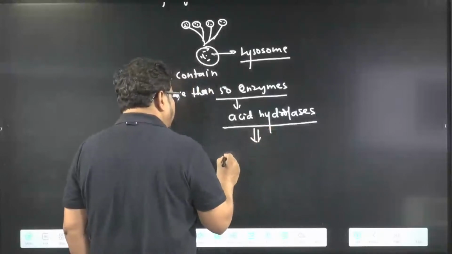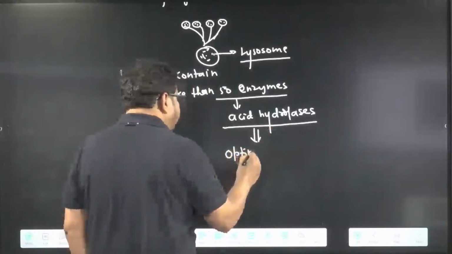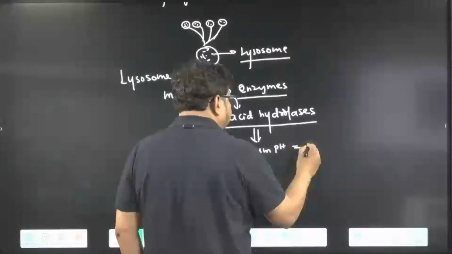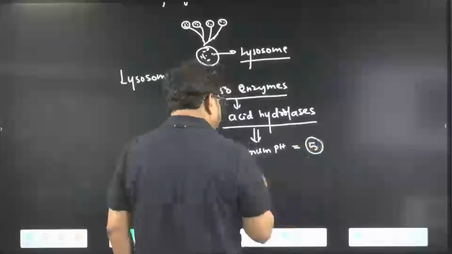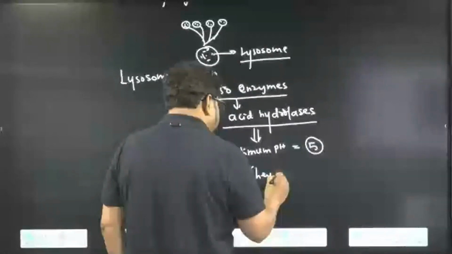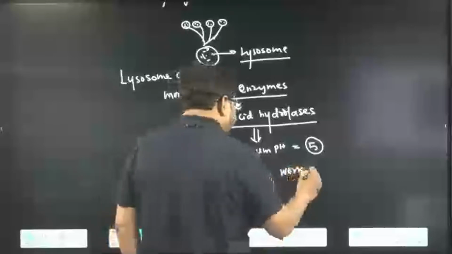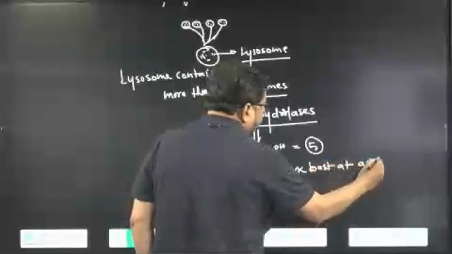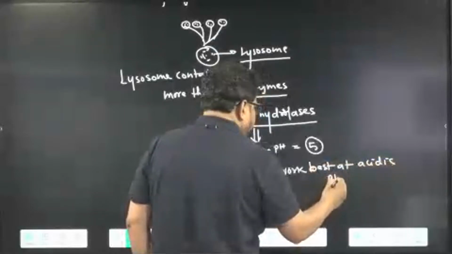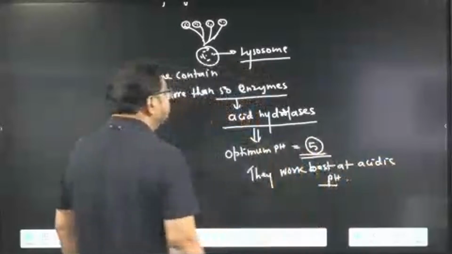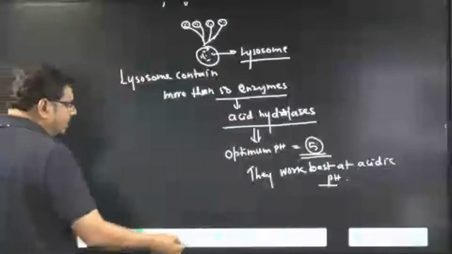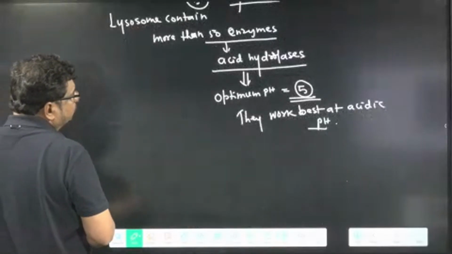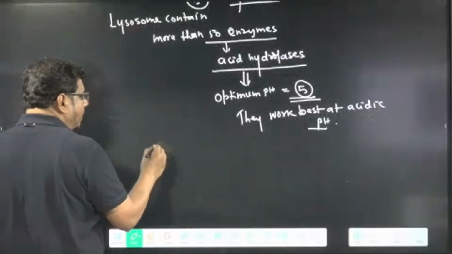Why are we telling acid hydrolases? Because they work best at acidic pH. And which pH is the optimum pH? 5 pH. So more than 50 different acid hydrolases are present in which one? Lysosome.